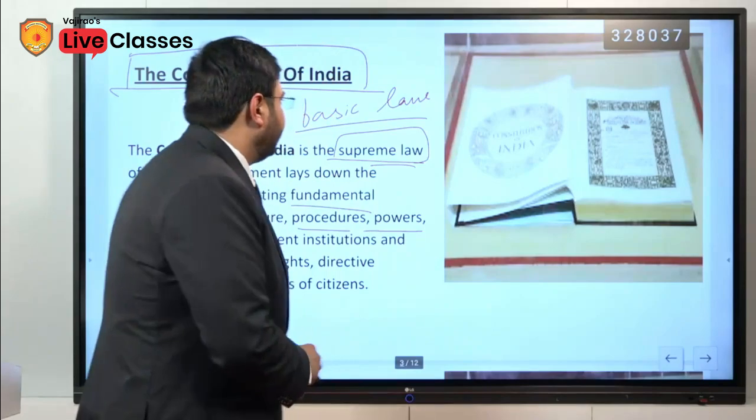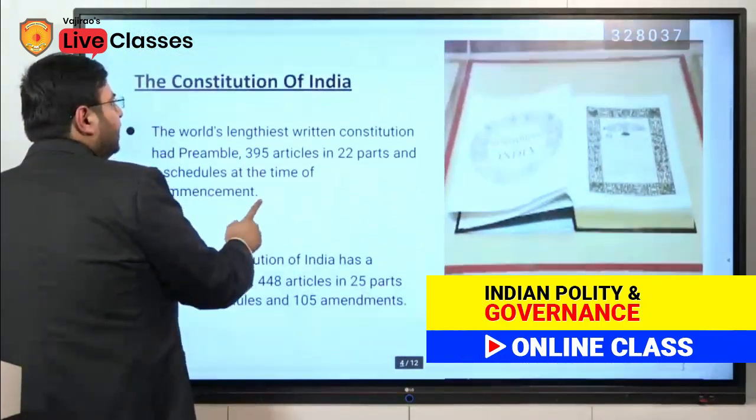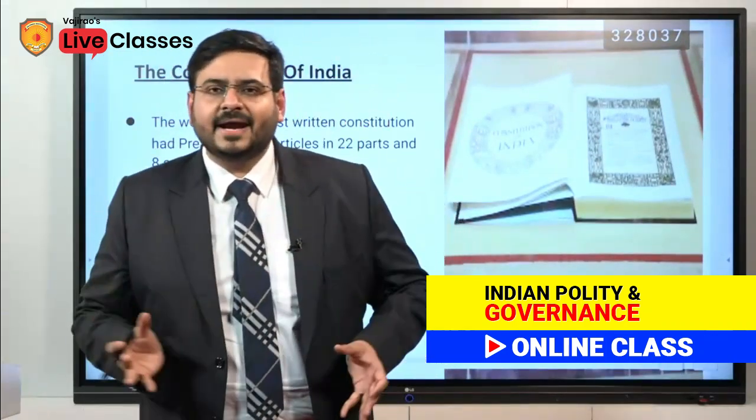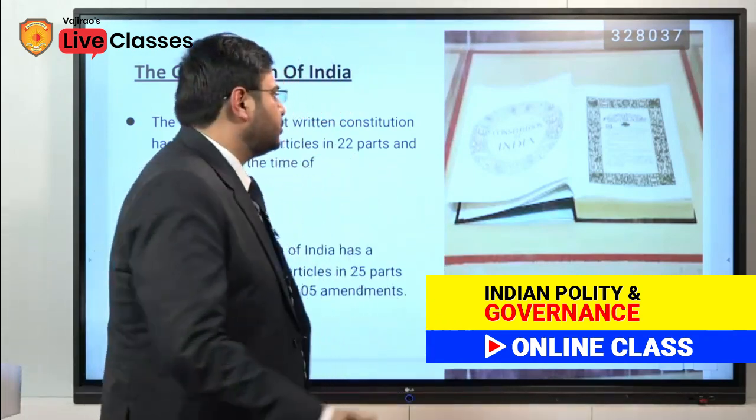So the Constitution of India is something that we need to understand very clearly. Now, the Constitution of India was not made in a day. The Constitution was made through a constituent assembly.